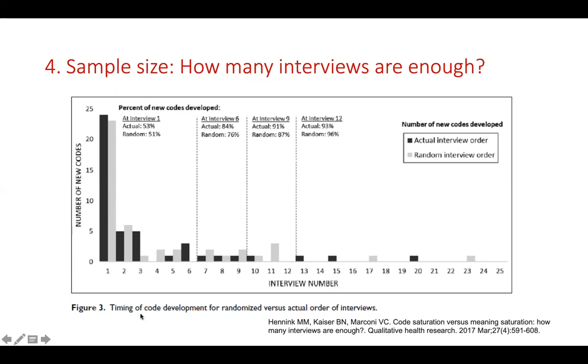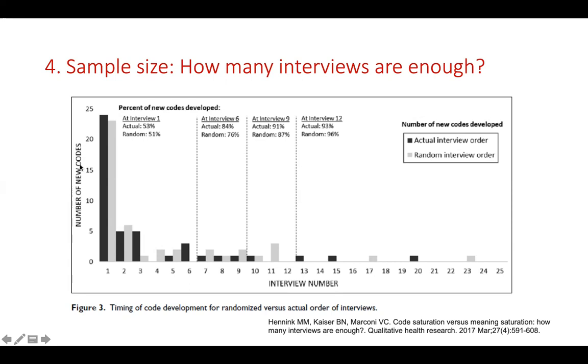This is a study by Dr. Henning that reports the optimal number of interviews to reach data saturation. Here, the black block represents the actual interview order in which the interviews happened, and the gray block represents a random interview order. So after conducting the interviews, the analyst selected the interviews in random order and then started coding them.